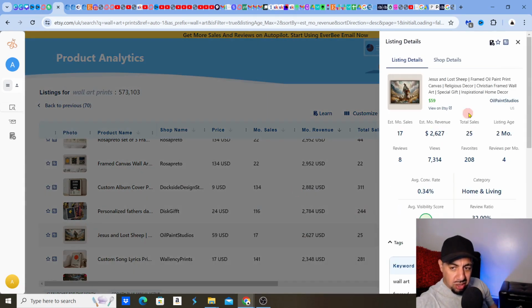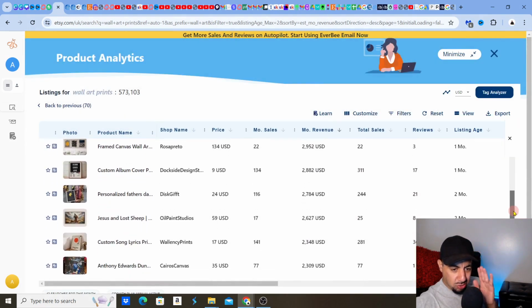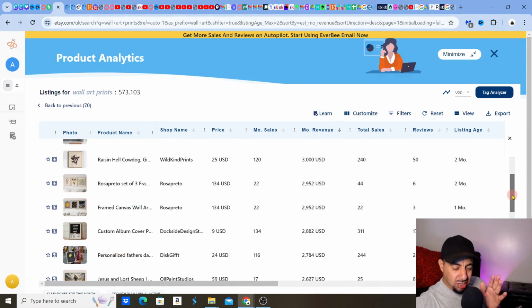I'm going to very quickly look at this one. I want to look at a few things here. EverBee gives you more data: how many monthly sales it's got, how much it's making per month, how many views it gets, and the average conversion. You can see 0.34 is the conversion rate. I like to look at a little bit higher conversion, because a higher conversion means people are looking for this and it converts quite well. So people are pretty much wanting something like this.